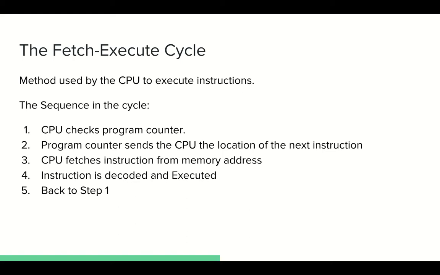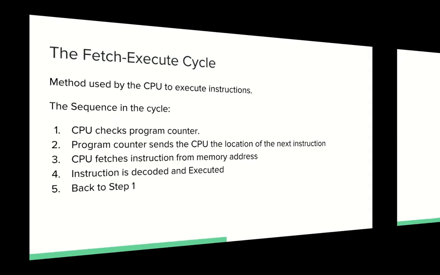The fetch-execute cycle is the method used by the CPU to execute instructions in memory. The process begins with the CPU checking the program counter. The program counter then tells the CPU the memory address of the next instruction. The CPU then fetches the instruction itself from that memory address. Next, the instruction is decoded and executed.